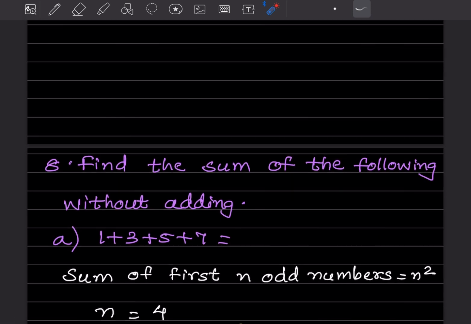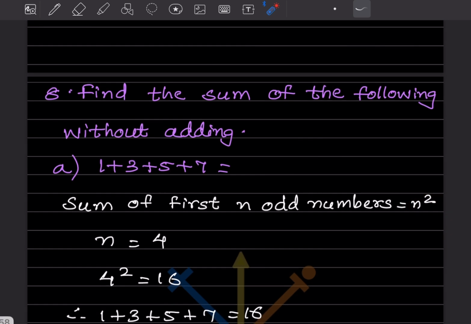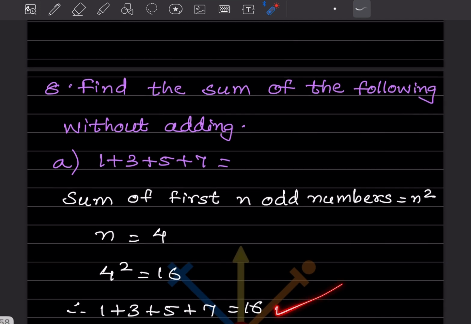We don't have to add it directly, but there is a rule that we can say: the sum of the first n odd numbers is n square. So here, how many numbers do we have? 1, 2, 3, 4. So we can consider this n as 4. So n square means the square of this one. Because n is 4, this is going to be 4 square, that is 16. So 1 plus 3 plus 5 plus 7, when you add, you get 16.